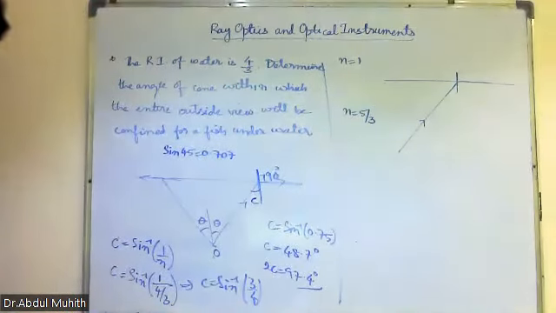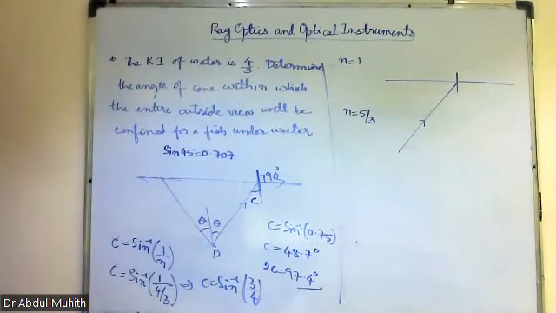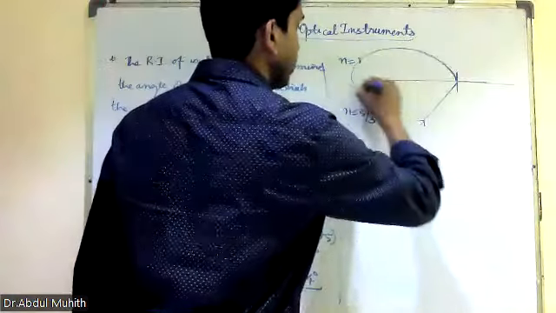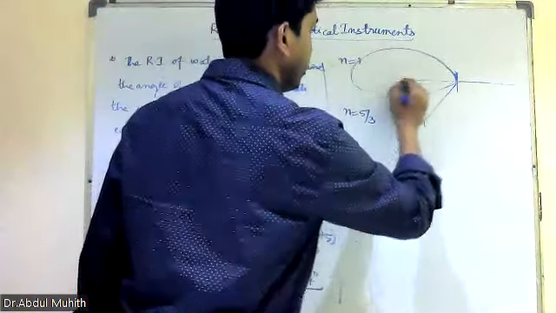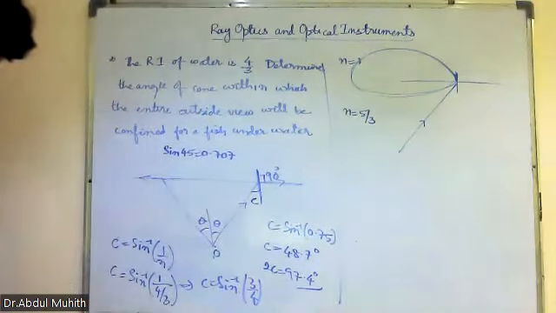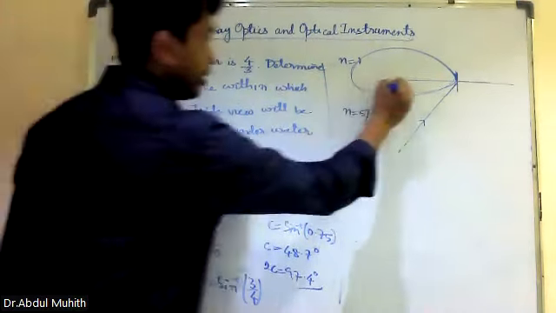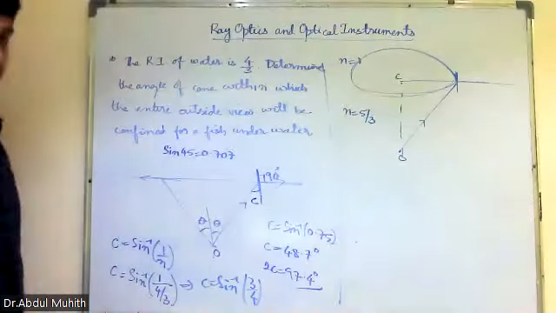Now, a person is viewing the source from above the surface. There is an opaque disc of radius 1 centimeter floating on the surface. Okay, so there is a disc here, an opaque disc. The center of the disc lies vertically above the source. The center is exactly lying above the object.